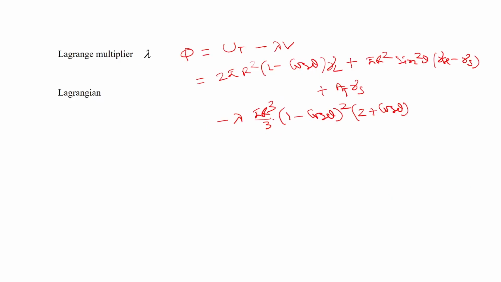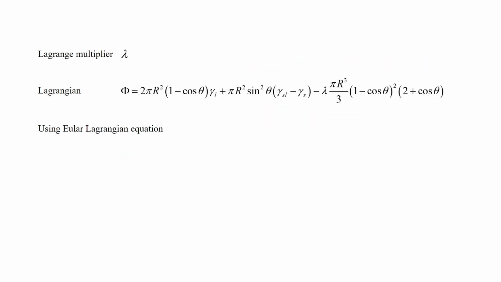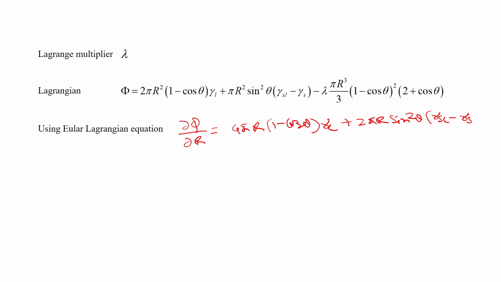This is called the Lagrangian, and this Lagrangian will be minimized by considering del phi by del r equal to 0 and del phi by del theta equal to 0, by putting these two quantities as 0. So, here is the whole Lagrangian that I have done. Now, these two equations are called the Euler Lagrange equations. So, I will first differentiate with respect to r, let us say del phi by del r, that will be 4 pi r into 1 minus cos theta gamma L plus 2 pi r sin square theta into gamma SL minus gamma S.